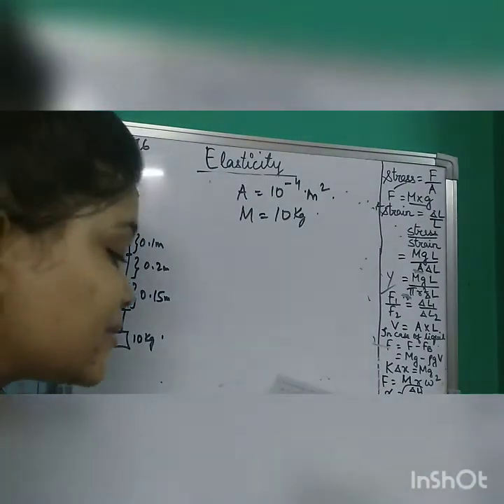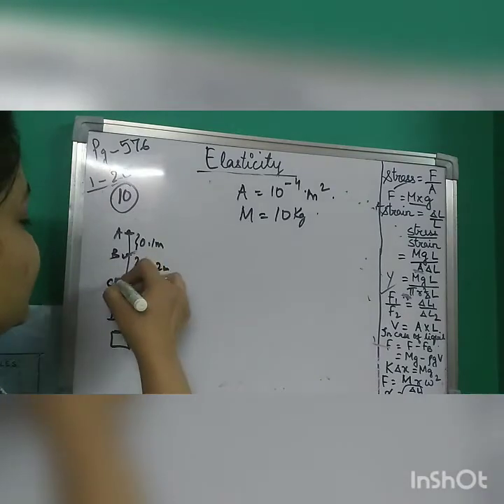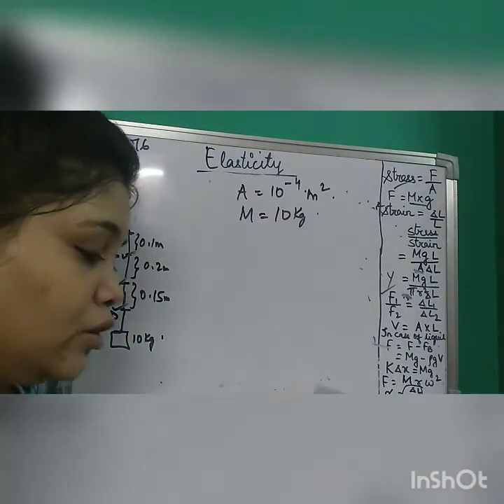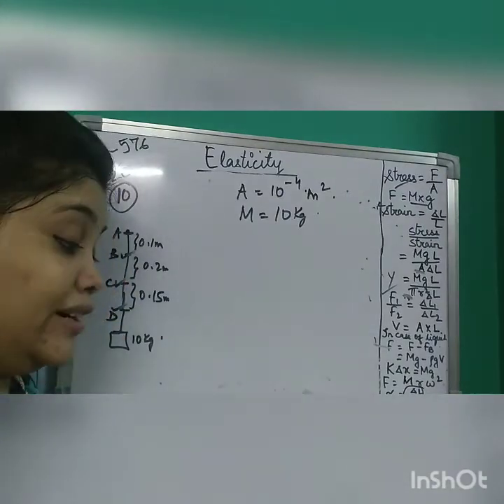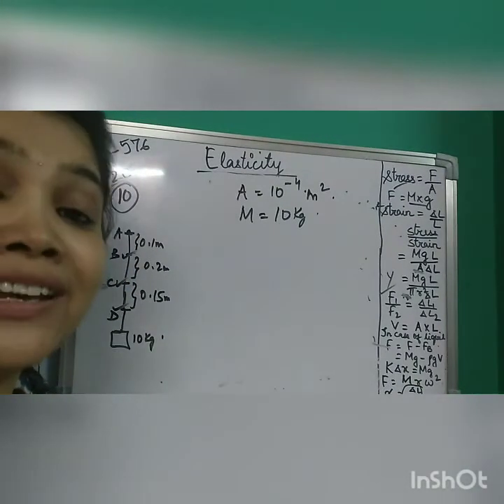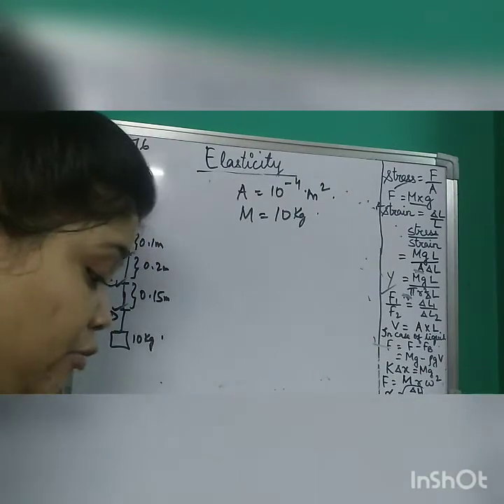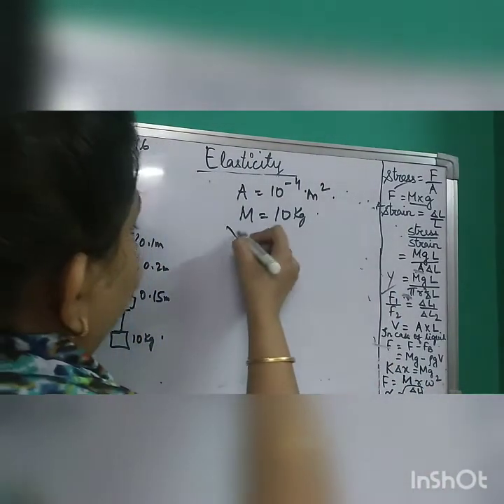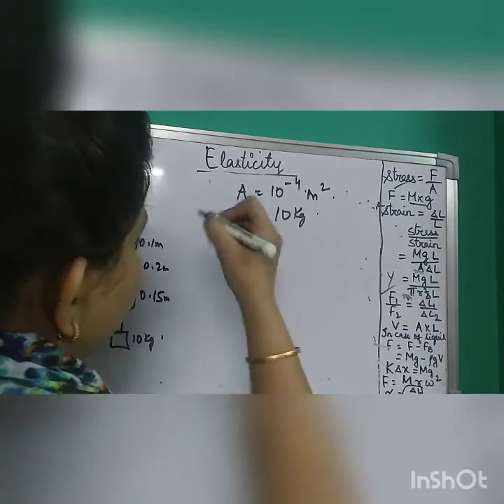Calculate the displacement of points B, C and D. Now neglect the weight of the rod. You have been asked to neglect the weight of the rod, which means M is negligible over here. So remember, these are the three segments.